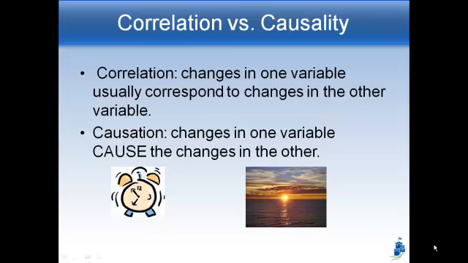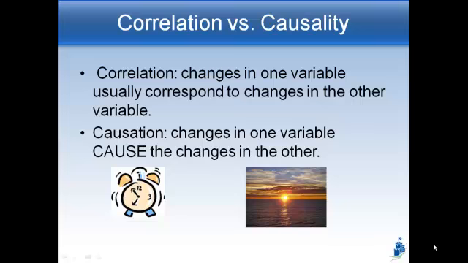So you see the sunrise here and you see alarm clocks. There's a correlation between the time at which most alarm clocks go off and the time at which the sun rises. They seem to be very similar. However, the sunrise does not cause the alarm clock to go off. The alarm clock goes off because of the user who sets it to go off at that time. And similarly, the alarm clock going off does not cause the sun to rise. So there can be relationships between variables, but they might not be causal.